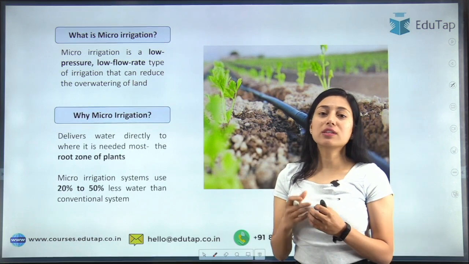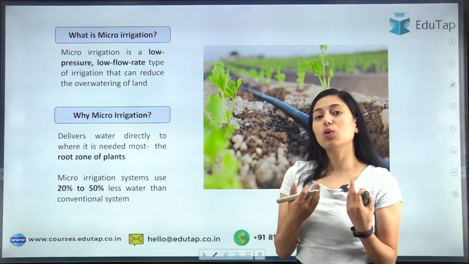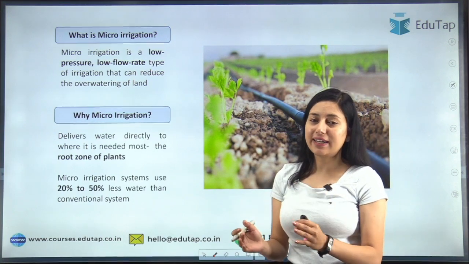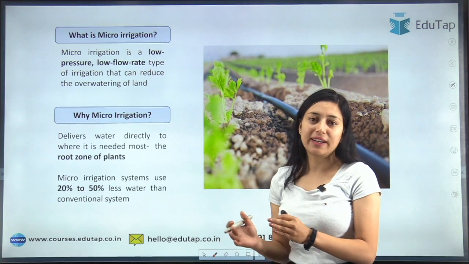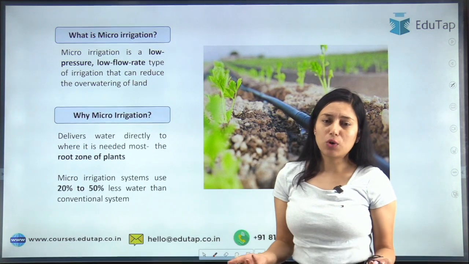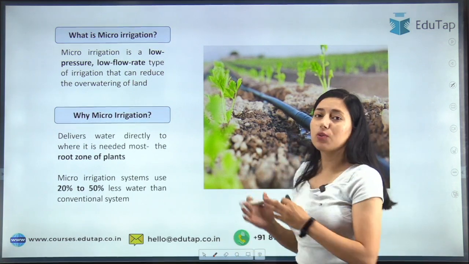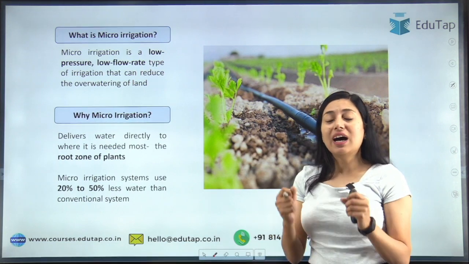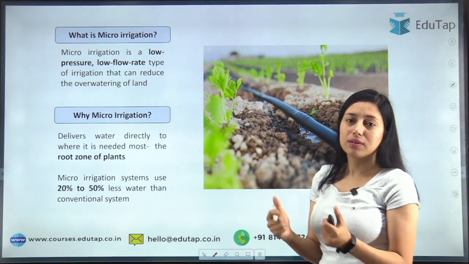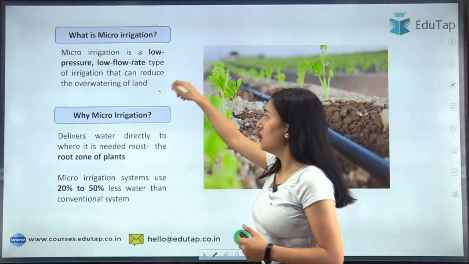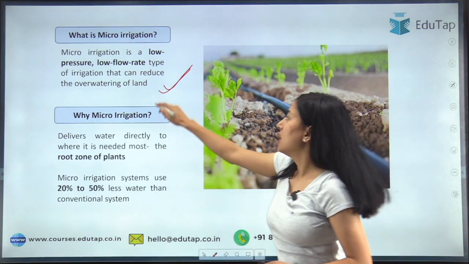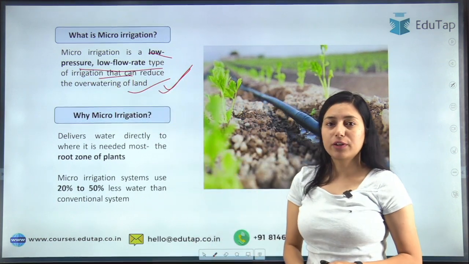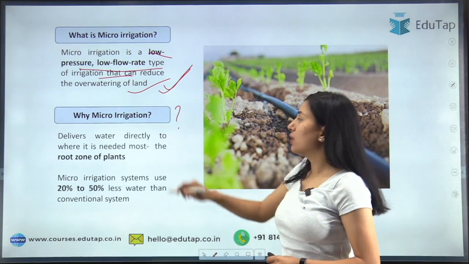And why are we doing slow application? So that we do not overwater the land, because in a traditional method what we do, we just flood the land and sometimes we tend to overwater the land. That leads to wasting of our water. Okay, so in such cases we are going for micro irrigation, so that our water is utilized efficiently. Okay, so basically micro irrigation is a low pressure, low flow rate type of irrigation that can reduce overwatering of land. Okay, now why are we going for micro irrigation?